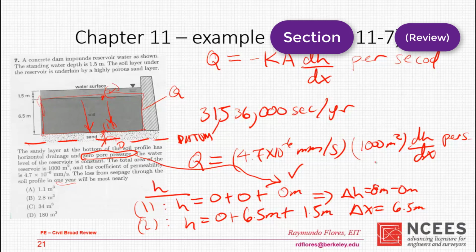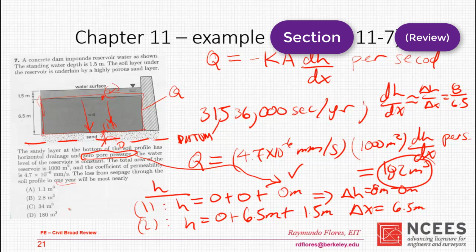So ultimately what you get for Q is that dH over dx is roughly delta H over delta X, which is 8 divided by 6.5. When you plug everything in, this is approximately 182 meters cubed, and that's the right answer. Oh, I'm sorry, this is if you multiply it also by this number. There's just so much going on, it's hard to squish everything, so this is the answer.